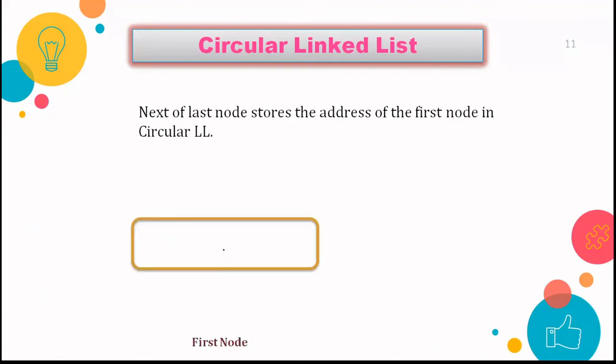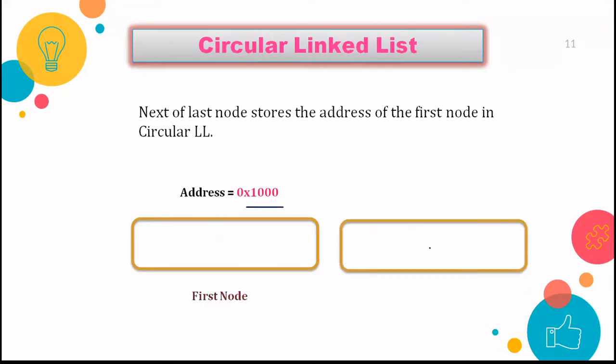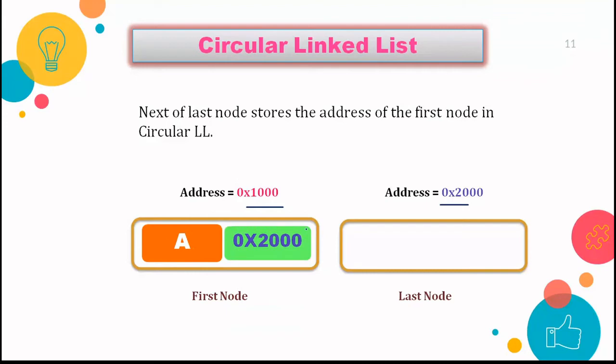So this is the first node. This is the address of the first node. This is the second node. This is, or you can also call it, the last node. And this is the address of the last node. Now the first node will contain the data, and this address will be the address of the next node, right? So this next part of the first node is storing the address of the next node.